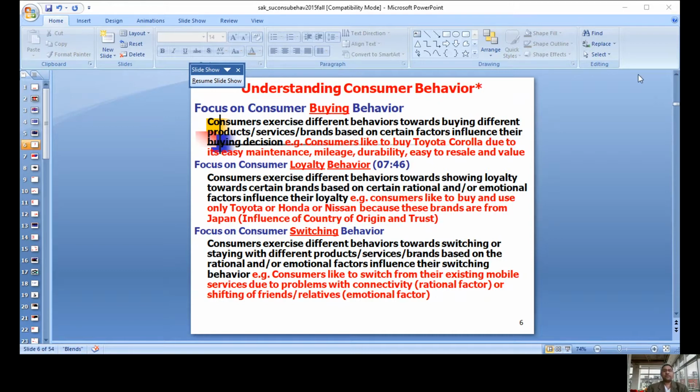So let us see what are the aspects governing consumer buying behavior. So we all know consumers exercise different behaviors while they go for buying a product or service. So there are certain factors which influence consumers' buying decisions. As you see in this example, whenever a consumer buys a car like a Toyota, why do they choose those kinds of brands? It's mainly for easy maintenance, mileage, durability, easy resale and value. So these are all the aspects which the consumer may look for while buying a product. So that could be the case which influences them to go for a specific brand or product from a specific company because of these aspects. So there are some factors which really influence the consumer to select a particular product or service or brand. So here you see an example of this case.